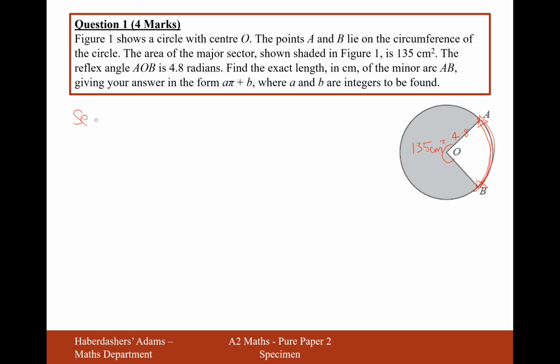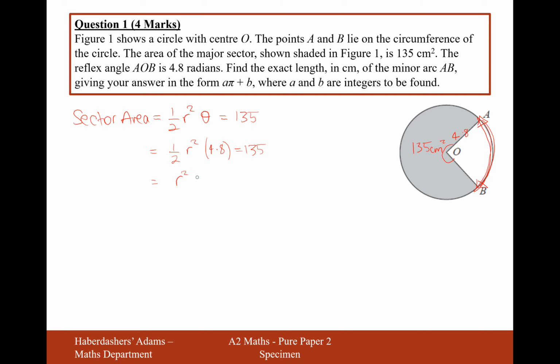So a sector area, let's use the formula for a sector area, is equal to 1/2 r squared theta, where theta is in radians, and in this case it's equal to 135 centimetres squared. So let's put in the values for theta. Theta is 4.8, so it's 1/2 r squared times 4.8 equals 135. So half of 4.8 is 2.4, so r squared is going to be 135 divided by 2.4.